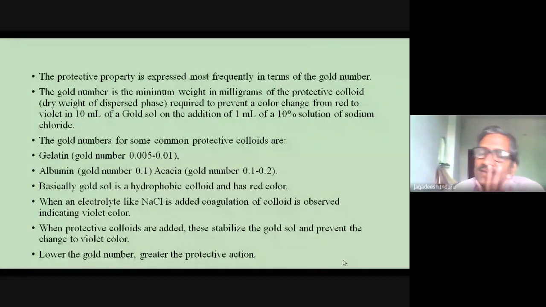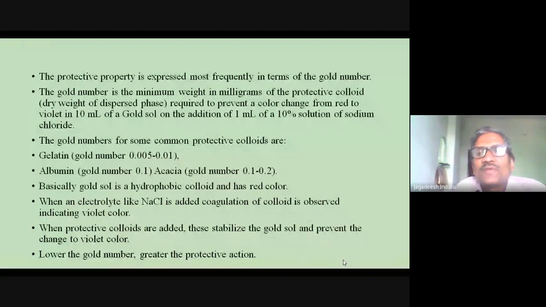How much you are adding, whether it is 2% or 10%. Generally, you have less than 20% in colloidal dispersions. So it is whatever the percentage of dry weight in the dispersed phase required to prevent the color change from red to violet. Generally, gold exists as a sol in red color. When it appears as a colloidal form or precipitate, it appears violet. It means your solution form of gold changes to the colloidal form of gold, that is violet. Solution form is red and colloidal form is violet.